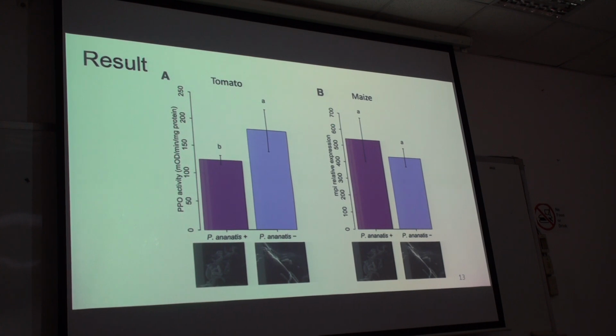By this result, scientists found that in tomato, the Pantoea plus treatment has lower PPO activity than the Pantoea minus treatment. However, in maize, there's no significant difference between Pantoea plus and Pantoea minus in relative expression.